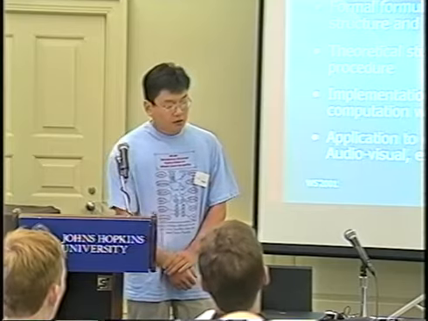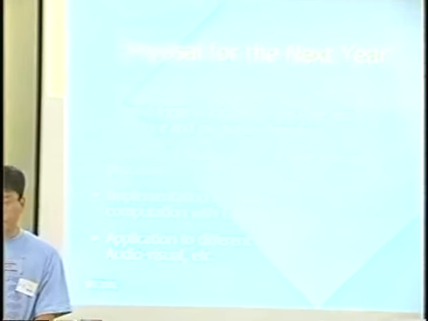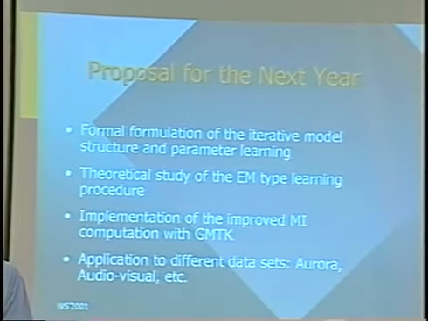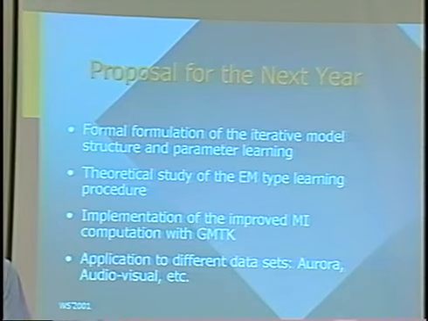So based on these ideas, here's my proposal for the next year. I want to formulate the iterative model structure and parameter learning, and then theoretically study the EM-type learning procedure, and also try to implement the improved mutual information computation within the graphical model program, and finally apply the new learning procedure to different data sets, including Aurora, Audio-Visual, and so on.